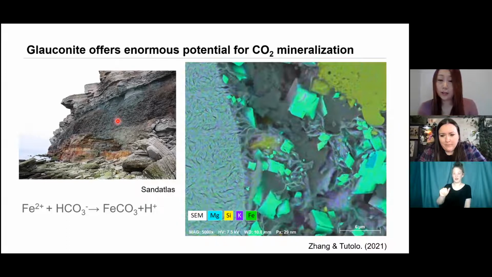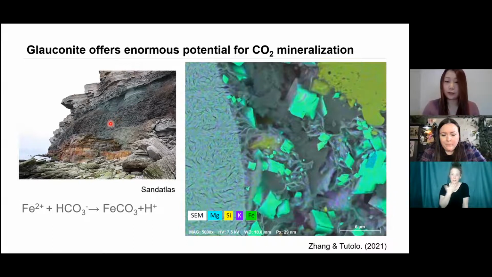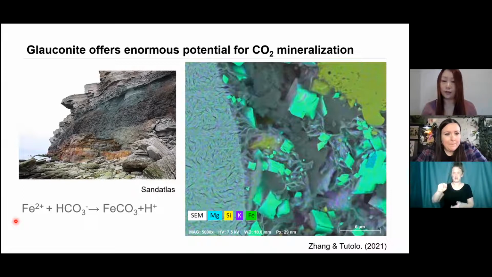Glauconite gets its name greensand because of its color, of course, and this green color is given by iron in its structure. So by definition, if glauconite dissolves, it's going to release a lot of iron because it just has so much iron. And what we proved in my study is that this really happens, and it happens a lot.